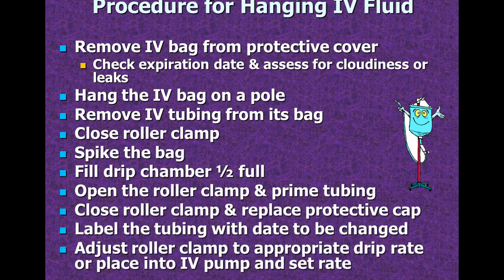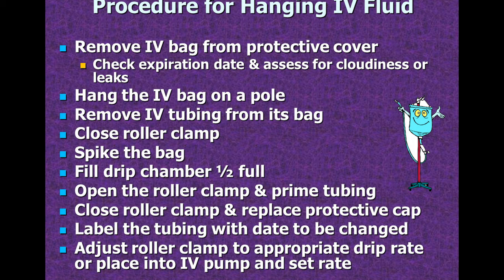We're now going to look at the procedure for hanging IV fluids. You're going to remove the IV bag from the protective outer wrapper cover. You should check the expiration date and assess for cloudiness or leaks. Hang the IV bag on a pole. Remove the IV tubing from its bag. Close the roller clamp. Spike the bag. Fill the drip chamber half full by squeezing it gently. Open the roller clamp and prime the tubing.